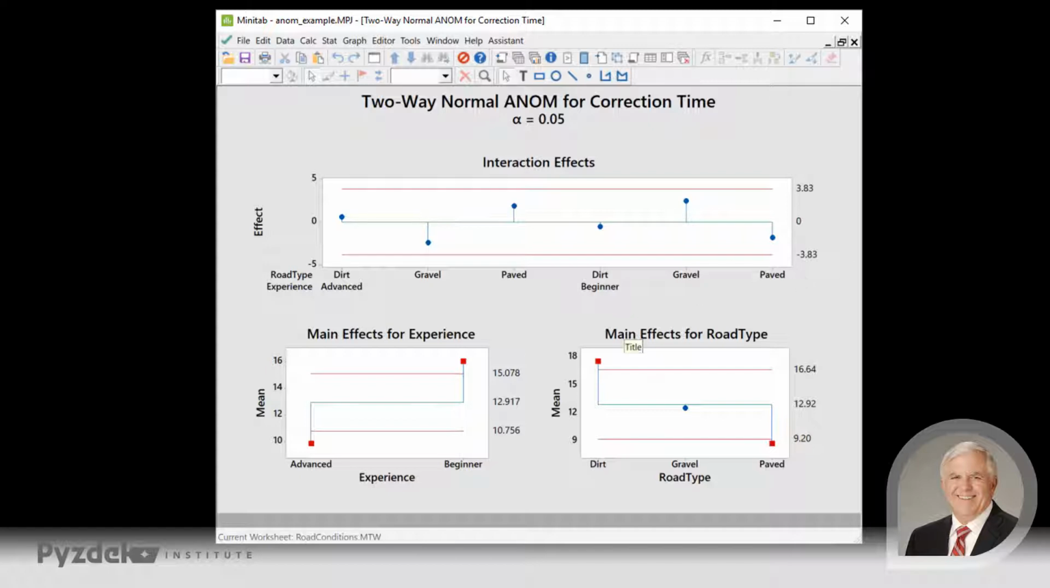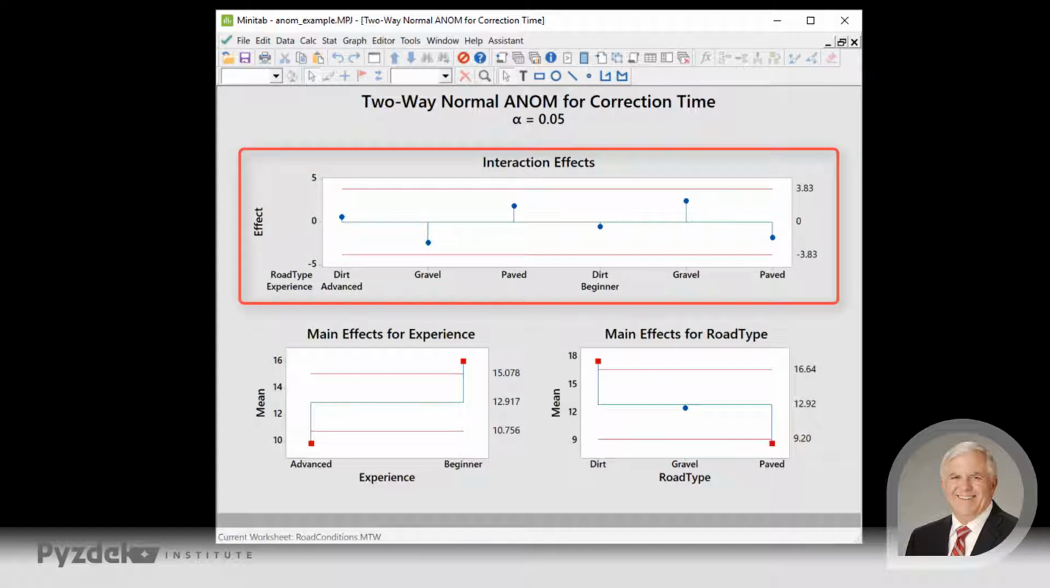That gives us this chart. The first thing we do is we look at the top chart, the interaction effects. Because if the interaction effects are significant, then we have to account for the interaction when we study the main effects. So first of all, in ANOM, the center line represents the overall mean, and the two red lines represent decision lines, and the decision lines tell us whether or not to conclude there is a difference in the means relative to the system or overall mean.